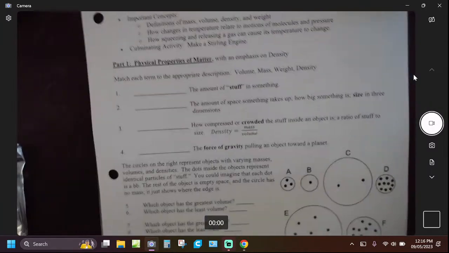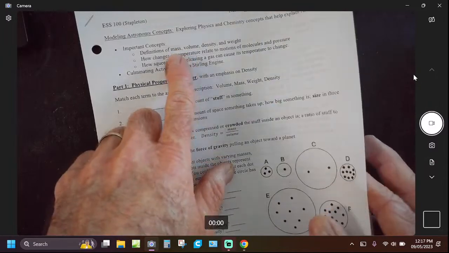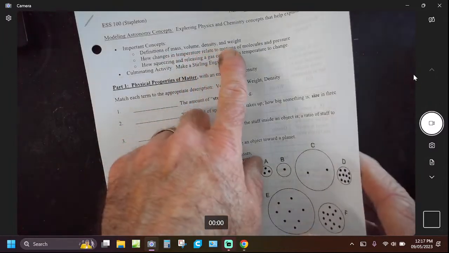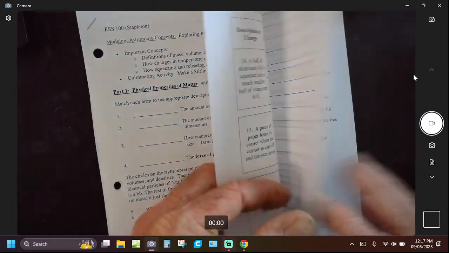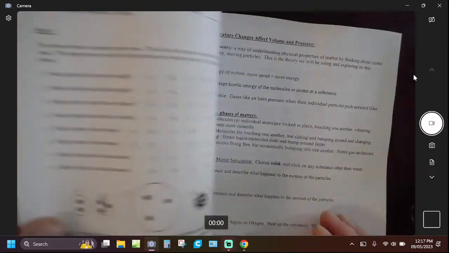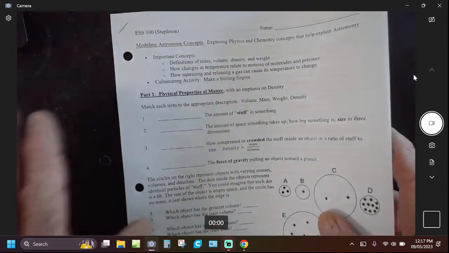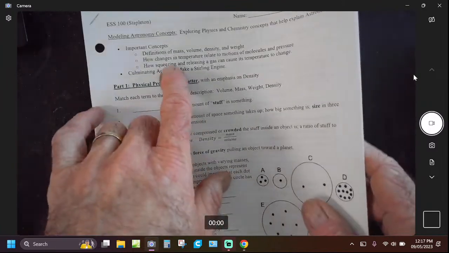So flipping through this, let me just go through here. The first few pages are about mass, volume, density, and weight. So we've talked a little bit about density, but this first sheet, second sheet, third sheet, that's kind of all this stuff. Mass, volume, density, and weight. Just really knowing well what those things are and how they relate to one another.